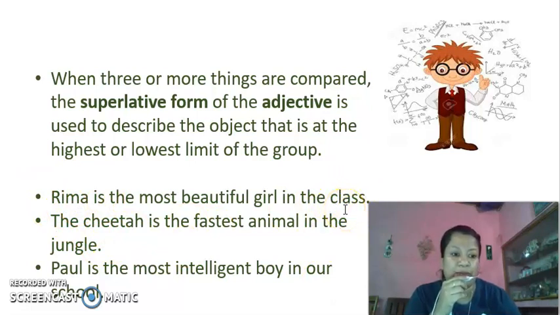Means it could be a class of 30 students. So Rima is the most beautiful girl in the class. Okay, we are comparing Rima to a class of 30 students. Or for example, the cheetah is the fastest animal in the jungle. Again, there are many animals in the jungle, but we are comparing the cheetah to many animals. Okay, Paul is the most intelligent boy in our school. You may have 1,000 students or you may have 2,000 students, and we're comparing Paul to all of them.